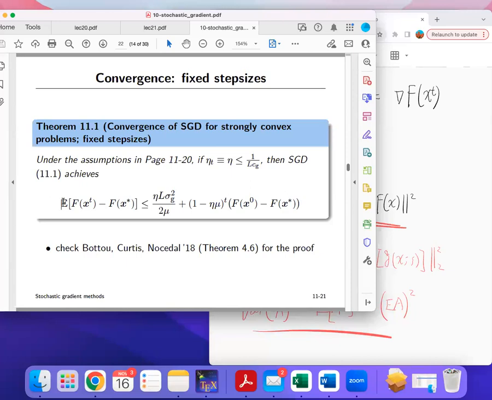Now this result says that the expected optimality gap is roughly bounded by the right-hand side. The first term is a constant that depends on step size eta. And the second term is a geometrically diminishing term. So as t goes to infinity, the second term goes to 0.